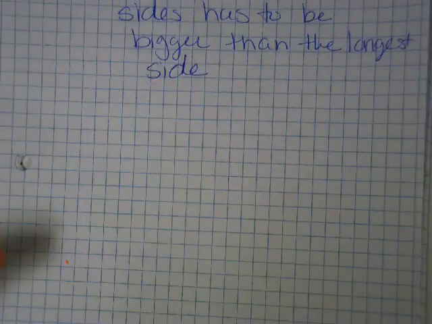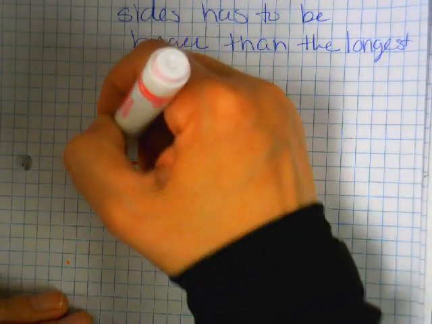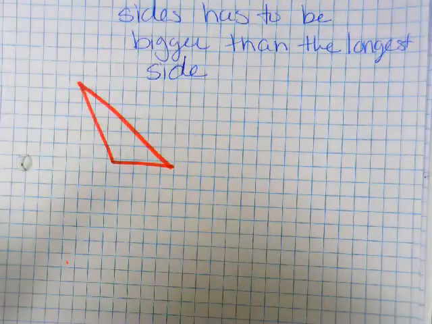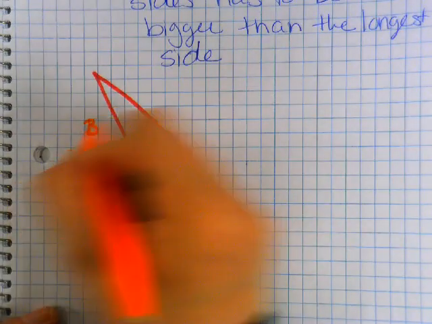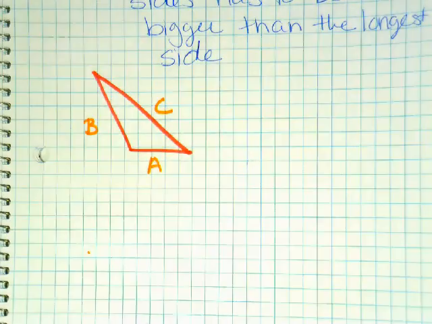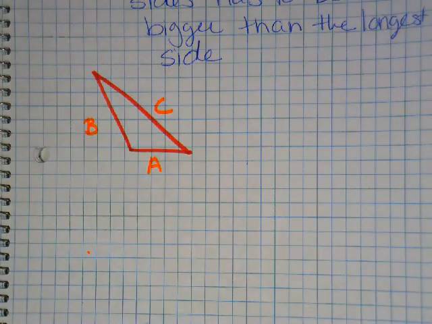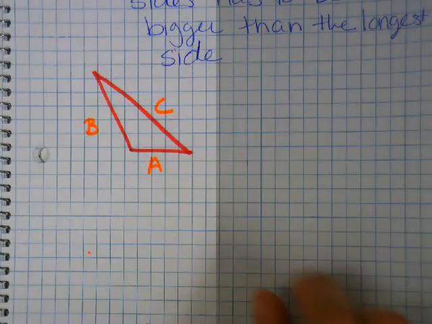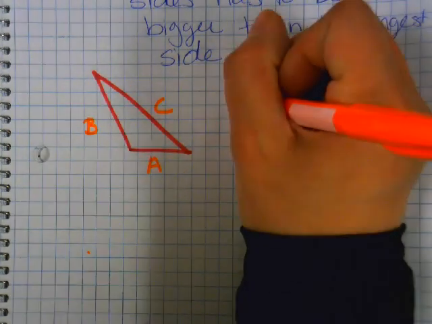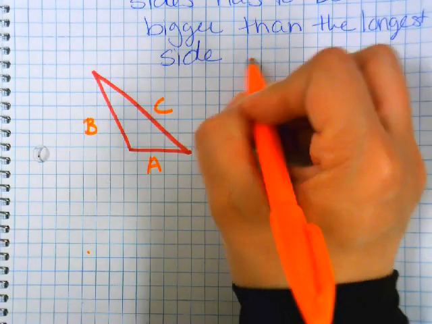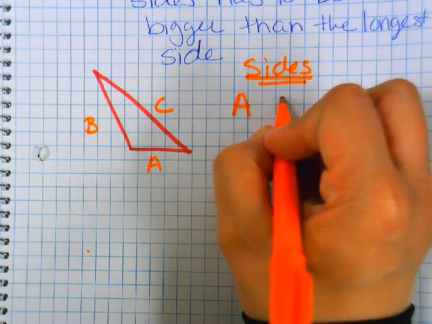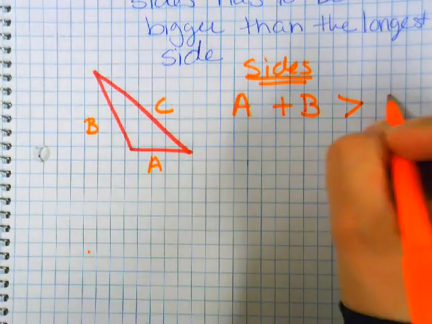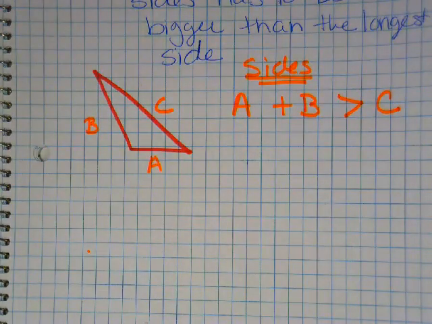So, in a triangle, I drew an obtuse triangle. Let's say this is A, B, and C. Which one's the longest side? C. C is your longest side. So I have to be able to add the sides, not the angles, sides. Side A plus side B has to be greater than side C. So that's a visual example of what we wrote down in words.